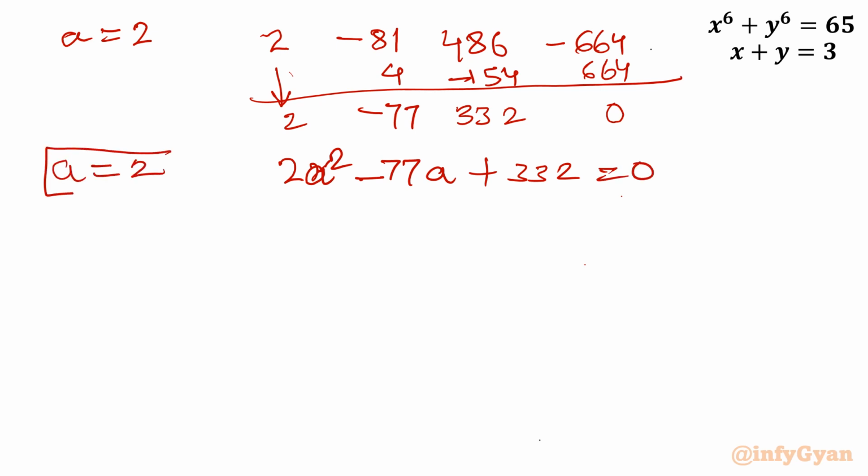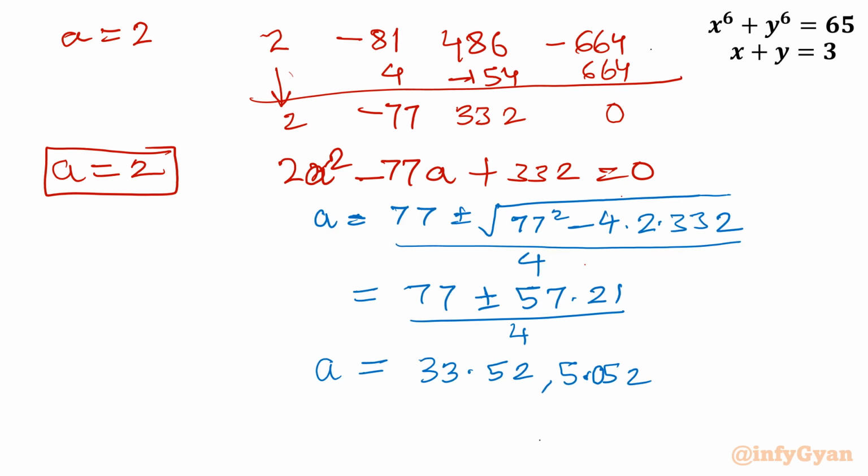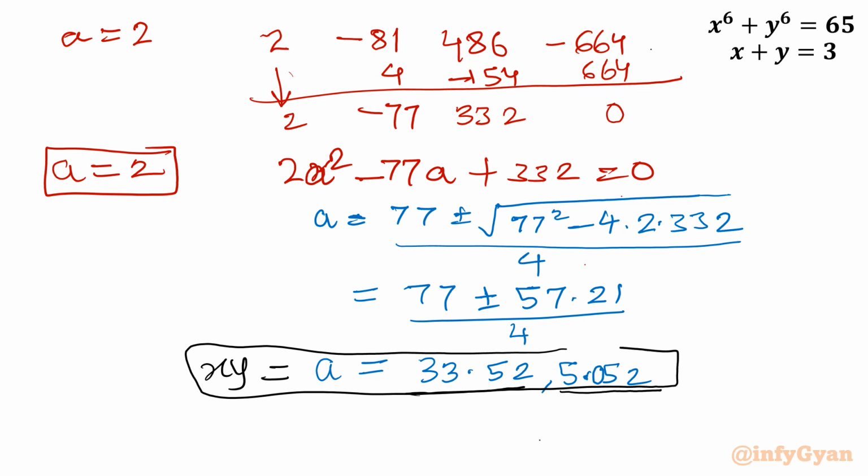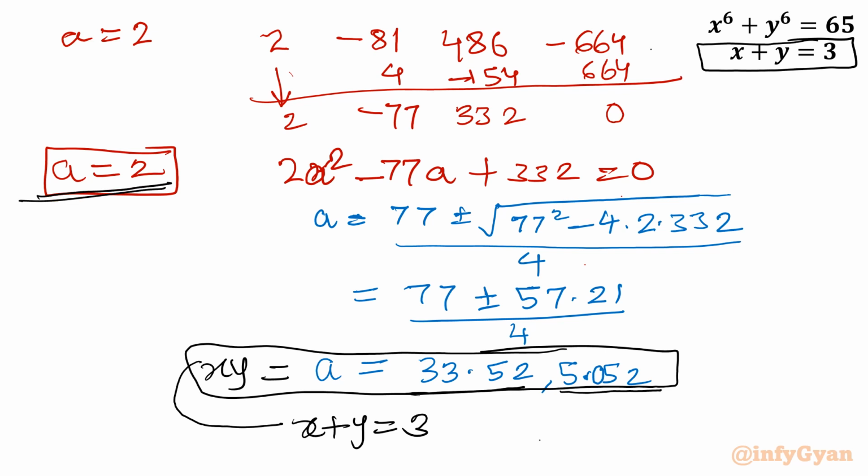one solution, confirmed. What is a? Remember xy is equal to a. Okay, I have solved this quadratic equation. We are getting a equal to 33.52 and 5.052. So a is xy. Second equation is x plus y equal to 3. This is our second equation. Now I have to solve this combination, and a is equal to 2. That means xy is equal to 2. So two systems of equations we will frame and solve.